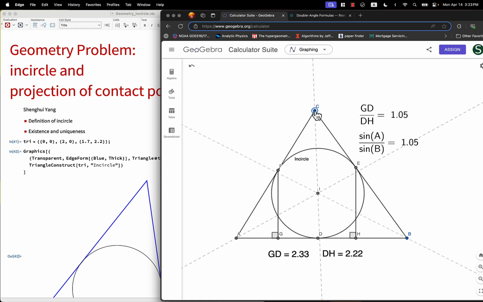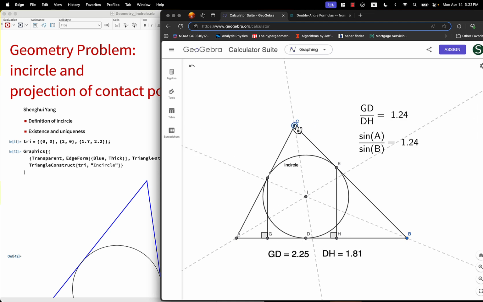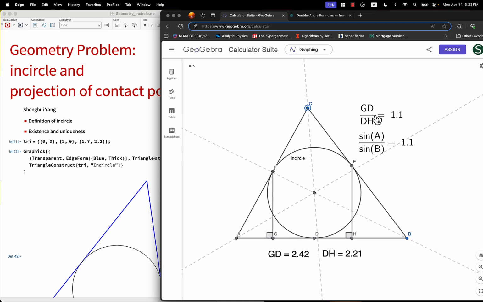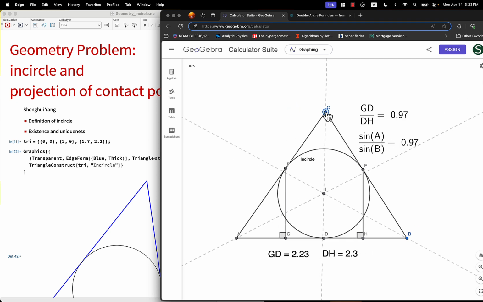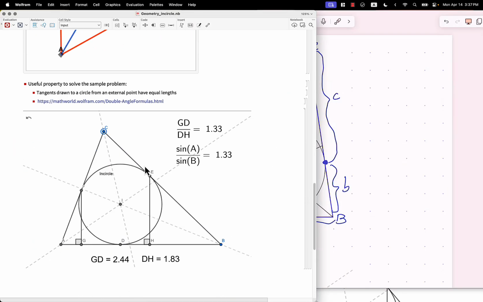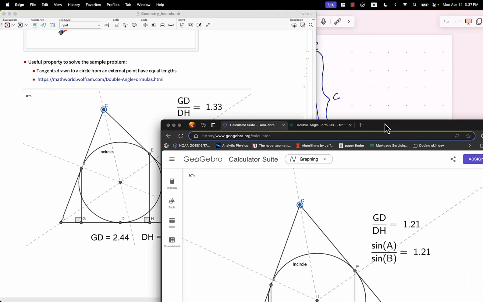So regardless of how I move it, GD changes, DH changes, sine A changes, sine B changes. But what does not change is that the ratio GD over DH is equal to sine A over sine B. I mean, the ratio itself, of course, will change, you can see what happens, but their equivalence always holds, regardless of the position of C in the plane. There are a couple of ways to prove this quite interesting property we have in the demonstration here.